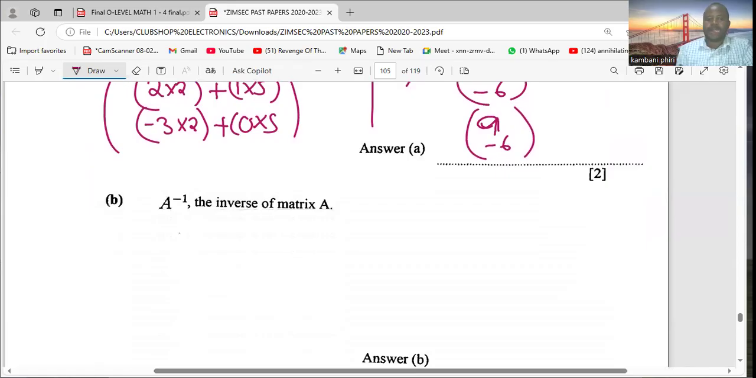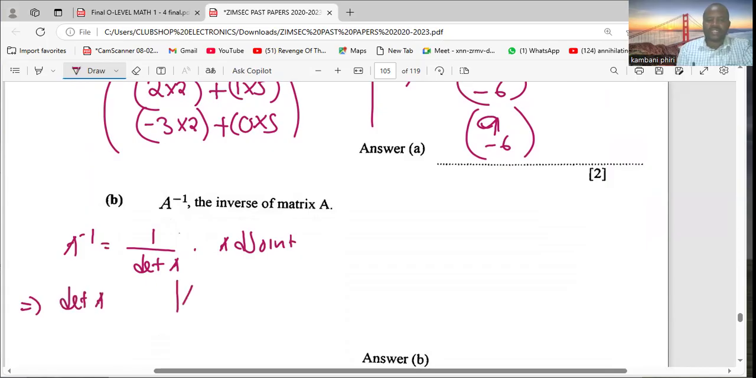A inverse. Now, how do we define A inverse, or the inverse of A? The inverse of A is simply 1 divided by the determinant of A times its adjoint. So we need to find the determinant of A.